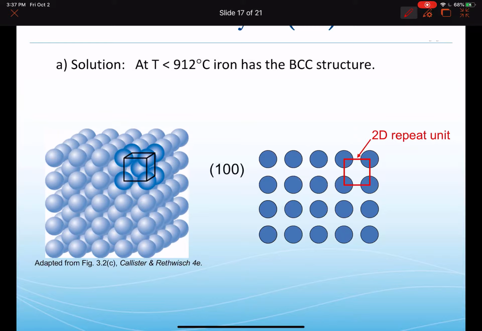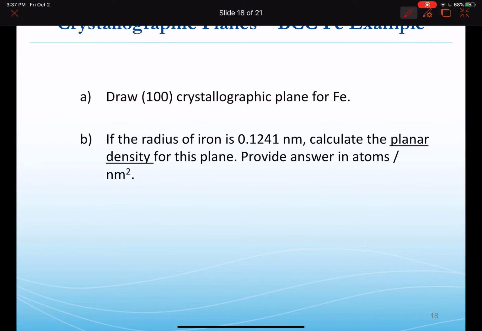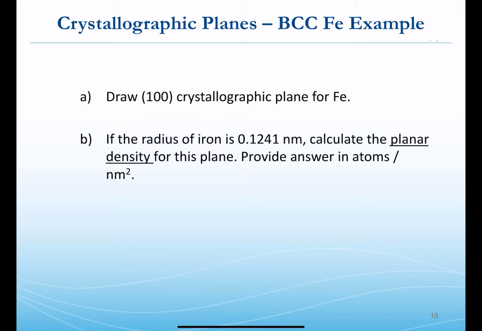Okay. So here's sort of some other diagrams that help us. We saw that 100 represented the front face here of that cell. Of course, behind it is that plane, and we have a quarter of a circle that represents the cross-section of an atom. Okay. So a follow-up question might be to say, what is the planar density for this plane, provided that we know the radius now?